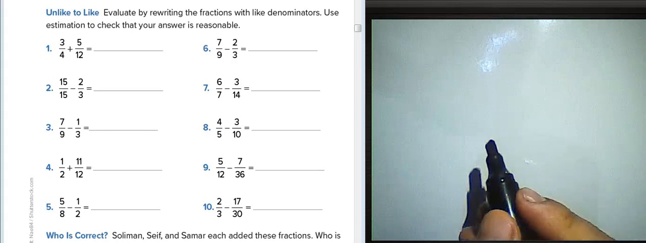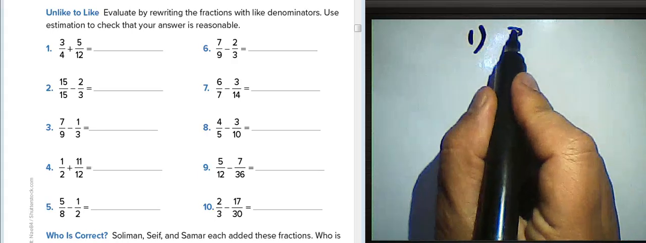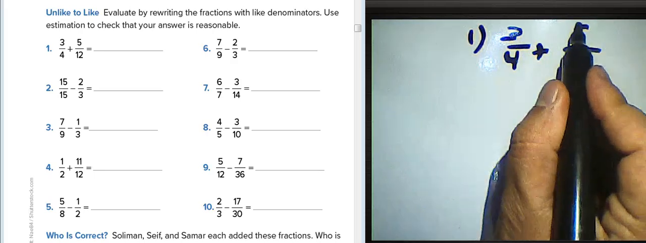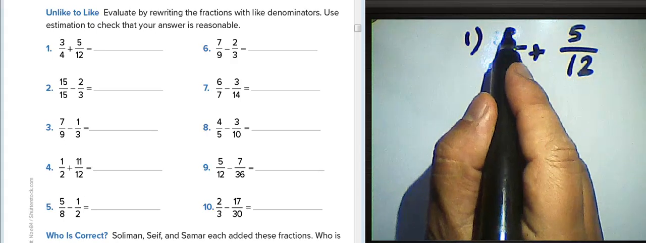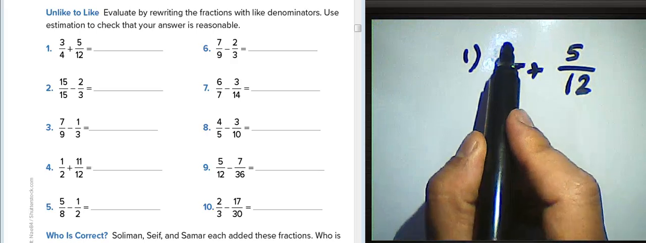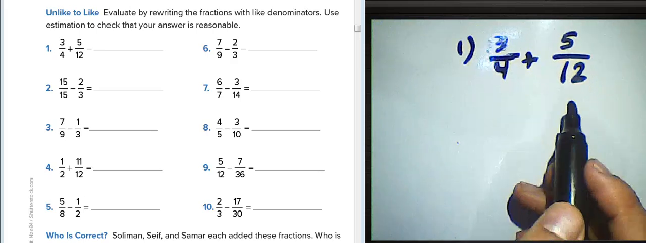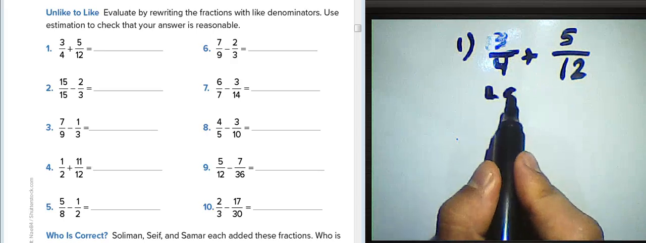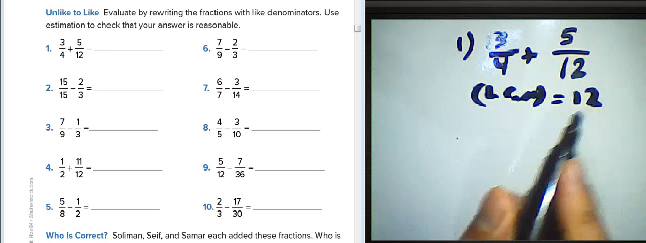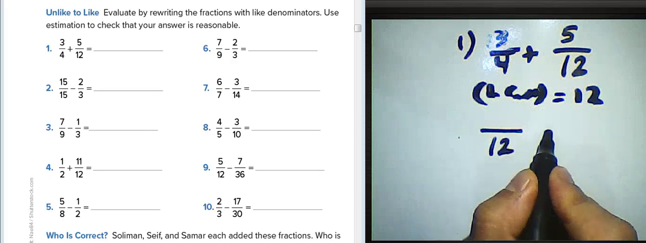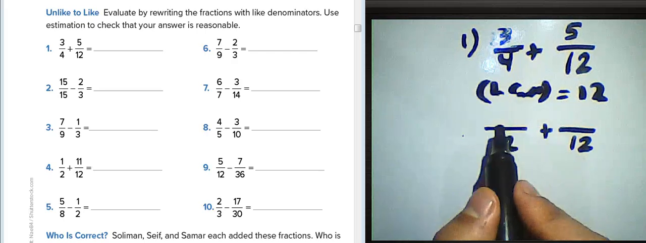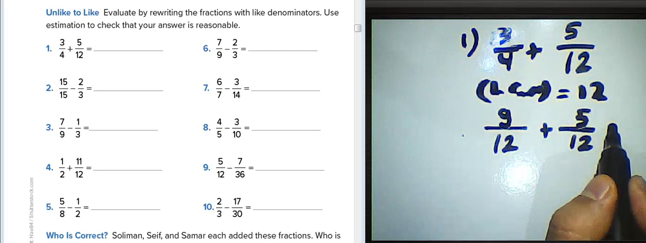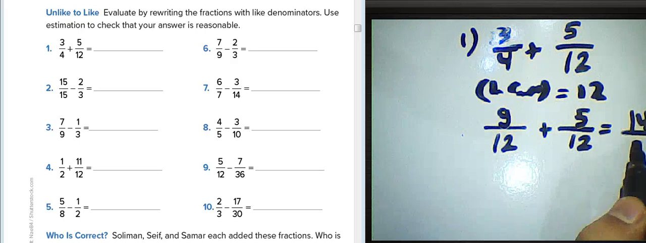Look with me at 3 over 4 plus 5 over 12. Look at this example. First, we must solve this example by finding the least common multiple between the two denominators, 4 and 12. 12 can be divided by 4, so the least common multiple between them equals 12. Then we must write 12 in the denominator. 4 times 3 equals 12, and 3 times 3 equals 9. And then the result will be 9 plus 5 equals 14.